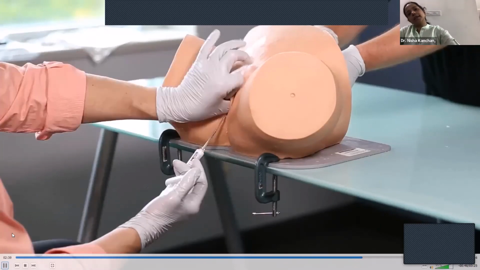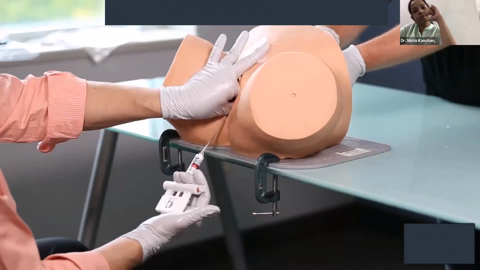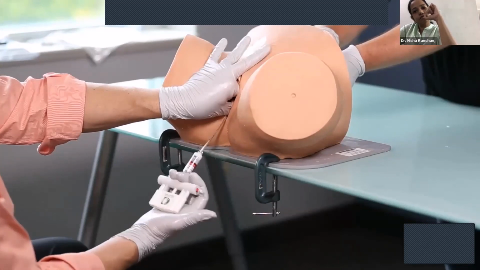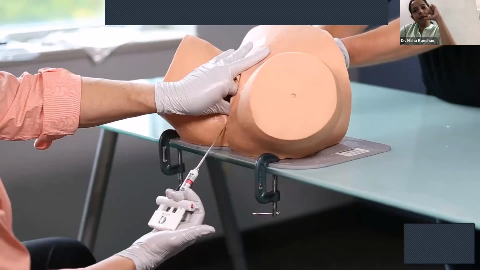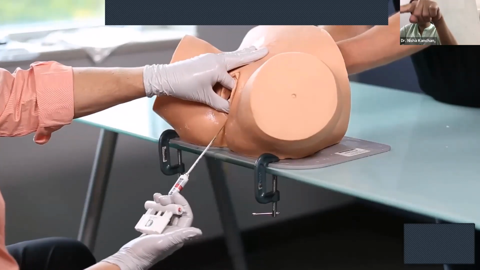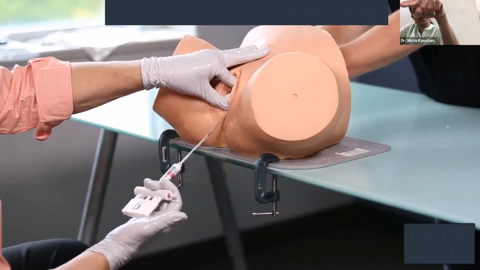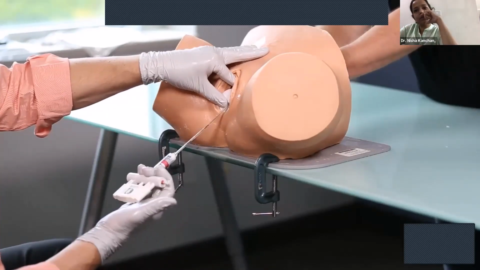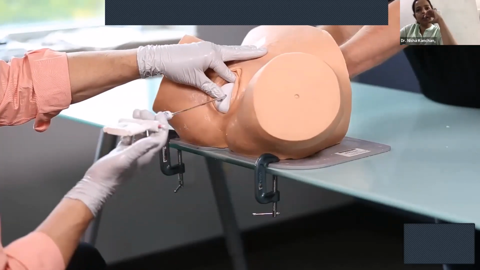Okay, so this is the 2-hand technique. The left hand is over the cup and preventing it from popping off. And the right hand is going to be giving traction. So see the direction of traction. It is downwards and backwards because the baby's head is high. Can you see the baby's head coming out?